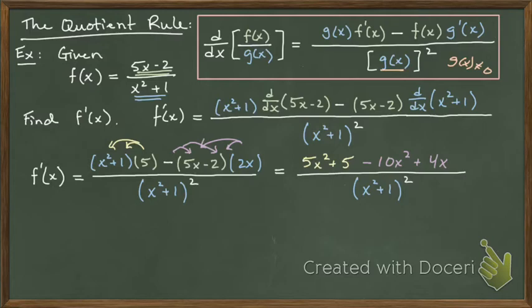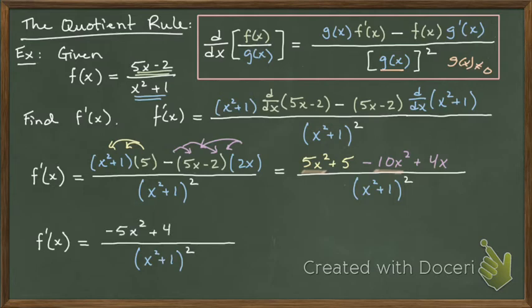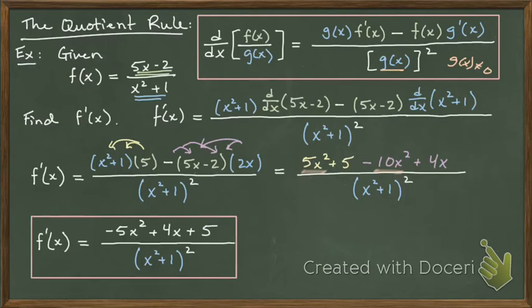So I just have two terms that I can combine there, a 5x squared minus 10x squared. So my derivative should be minus 5x squared plus 4x plus 5. And there's my derivative with the quotient rule. Okay? And that's really all there is to it.